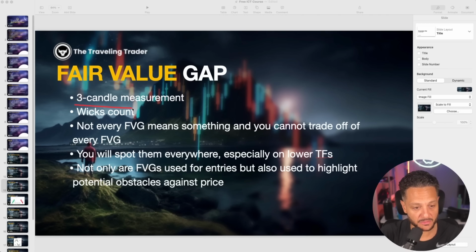A fair value gap is a three candle measurement. Remember, the wicks count. Not every FVG means something, and you cannot trade off of every FVG. You're going to spot them everywhere, especially on the lower timeframes. The lower the timeframe, the more fair value gaps you'll see. Not only are fair value gaps used for entries, but also used to highlight potential obstacles against price. Meaning, if you are in a trade and you are entering a major fair value gap, you might think of potentially taking profit or trimming some there.